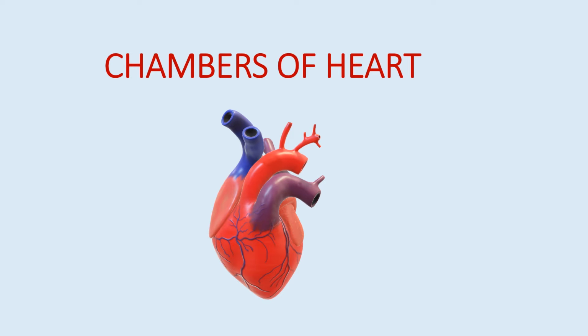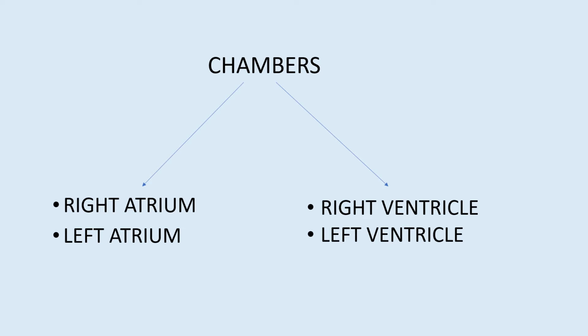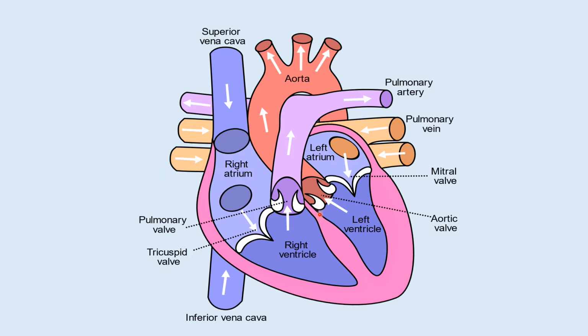In this video, we'll learn about the chambers of the heart. As you all know, the heart has 4 chambers, 2 atria and 2 ventricles. We have the right atrium and left atrium, and the right ventricle and left ventricle. Let us see in more detail about the chambers of the heart.